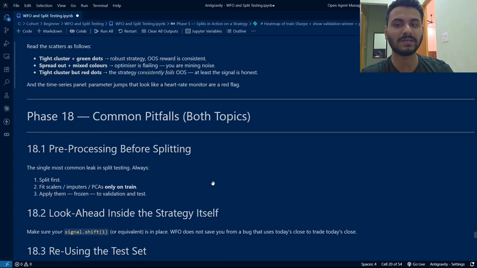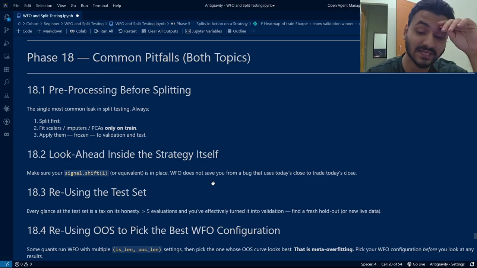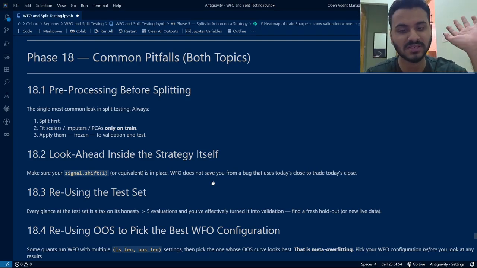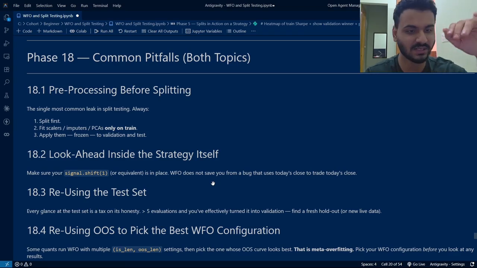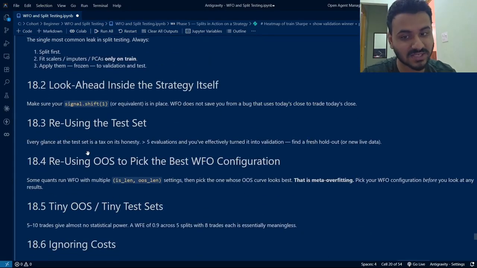Now, the common pitfalls for both of the topics. Pre-processing the entire dataset before splitting: split should be your number one step. Now, look-ahead bias. How do you avoid it? By shifting the signal by one. WFO does not save you from a bug that uses today's close to trade the previous close, right? Now, reusing the test set: every glance at the test set is a tax on its honesty. Above five evaluations, you've effectively turned it into validation.